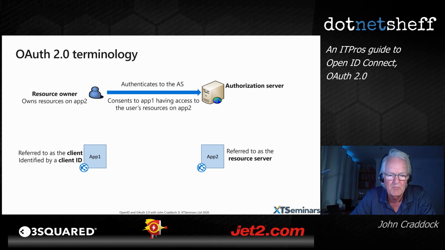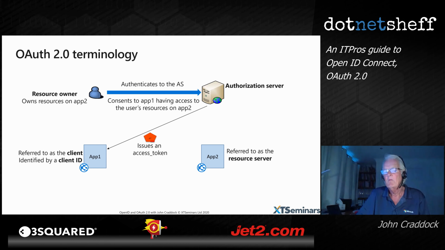That's really, really important. The user is not authenticating to app 1. If you want to authenticate to app 1, we'll come back and see how we can do that. They are authenticating to the authorization server, and what they're going to be asked to do is to consent to app 1 having access to the resources on app 2. And if they consent, app 1 will be issued with an access token, which will give this limited access. So app 1 has been authorized to access app 2, but the authentication is against the authorization server. It is not against app 1.